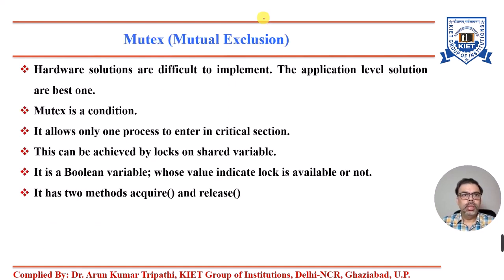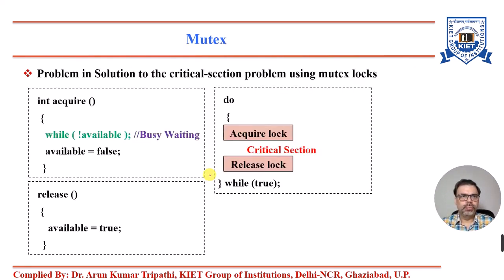Now, mutual exclusion. Mutual exclusion is basically a condition used to allow a process into the critical section. Only a single process is allowed to enter into the critical section. Basically, it is used for threads and it is just like a lock. It has two methods, acquire and release. Before entering into the critical section, it will acquire the lock, and when it is leaving the critical section, it will release the lock. So there are two functions as discussed.